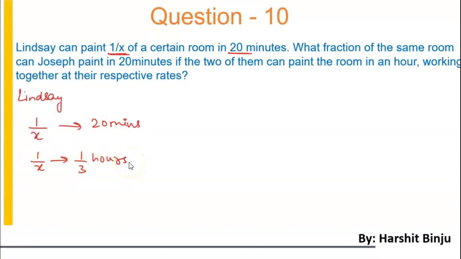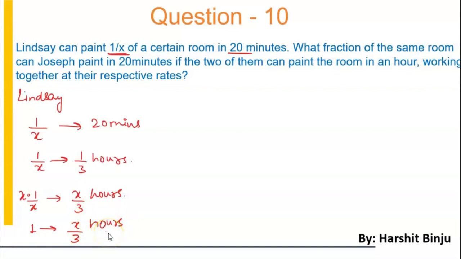Now, this 1 by x represents a proportion of something, right? So let's suppose I want to calculate in how much time Lindsay will do the entire work. So what I'm going to do is multiply both sides by x. So I can say that Lindsay will do one work, that is the entire work, because 1 as a fraction is considered as 100%, in x by 3 hours, right?